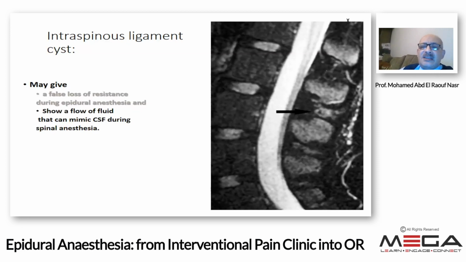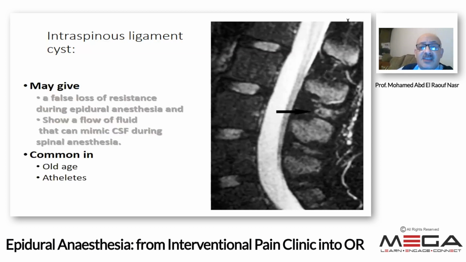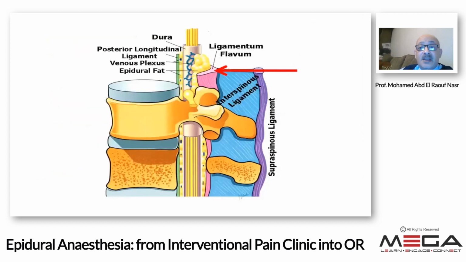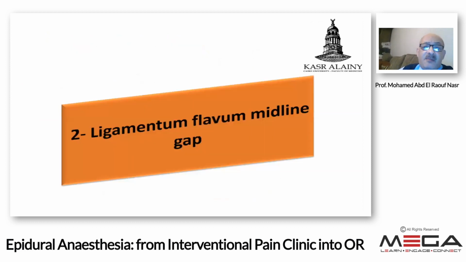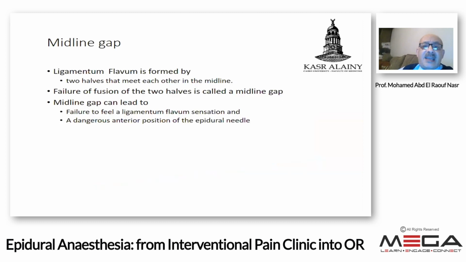One of your colleagues says, I get free flow, I inject my local anesthetic, and it doesn't work at all. This is a bad patch. When you ask him about the second patient, he says it works perfectly. So this could probably be fluid from a cyst in the interspinous ligament, which is common in old age and in athletes. If we move our needle a little bit anteriorly, we will find the ligamentum flavum. And we have a serious problem with the ligamentum flavum, which is the midline gap. And this midline gap is like a lip.